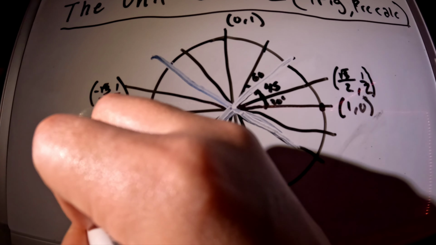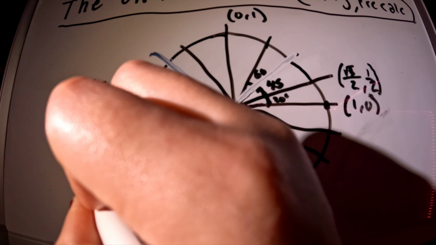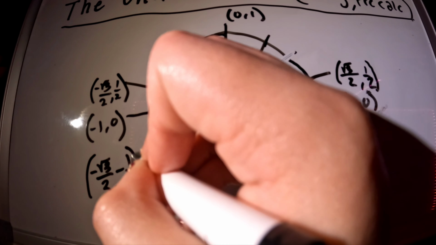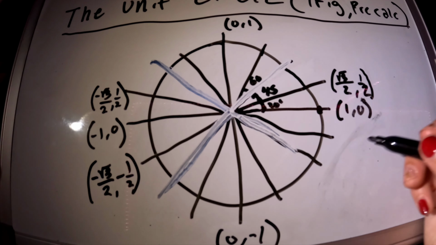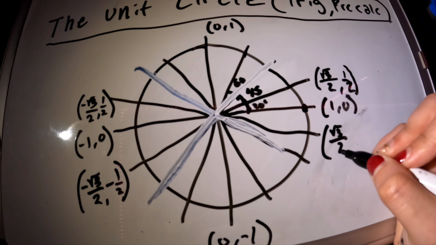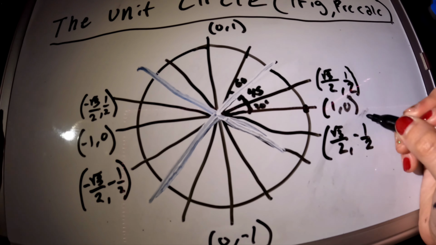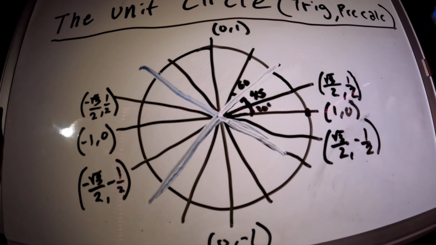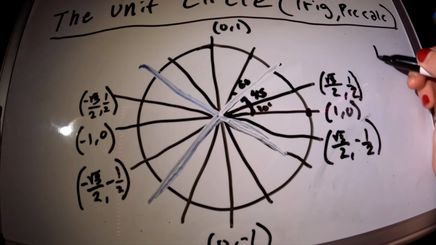And this one right here would be negative rad 3 over 2, comma negative 1/2 because both quadrants are now negative. And this here would be rad 3 over 2, negative 1/2, because the y part is negative. And so if you move on to the next one, you have a triangle that's kind of like this.